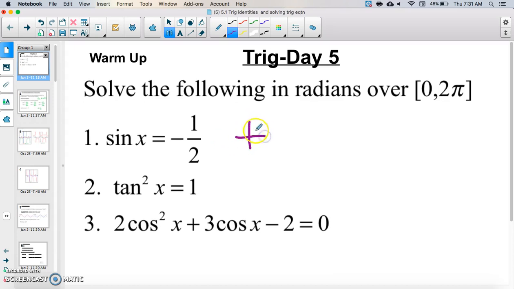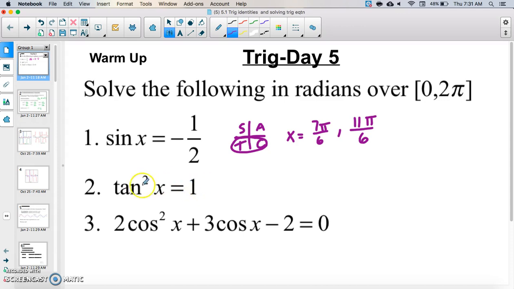If we look at the circle, we've got All Students Take Calculus. So the two places sine is negative are down here. So my x value would be 7 pi over 6 and 11 pi over 6. Both of those fit sine of x equaling -1/2.